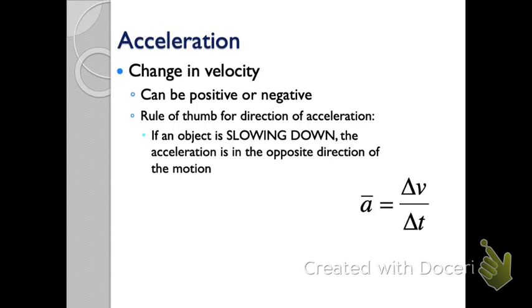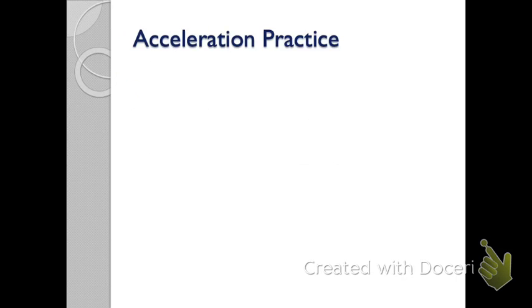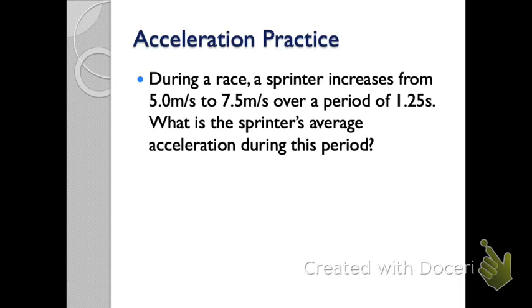Okay, units are meters per second squared. Okay. During a race, a sprinter increases from 5 meters per second to 7.5 over 1.25 seconds. What's the sprinter's average acceleration during this period? Okay, you don't have to write out the whole question. If you feel like you want to, that's fine, but I'm usually not going to wait for you to write out the whole question. So I'll give you about a minute or so to get down what you need, and then we'll start working this together.